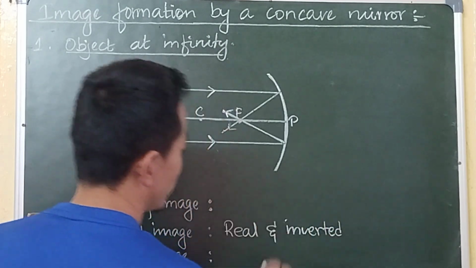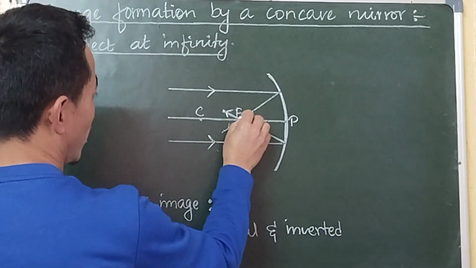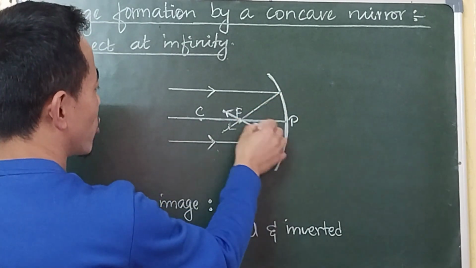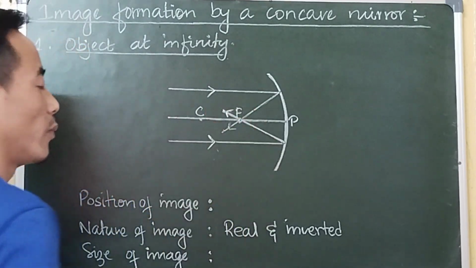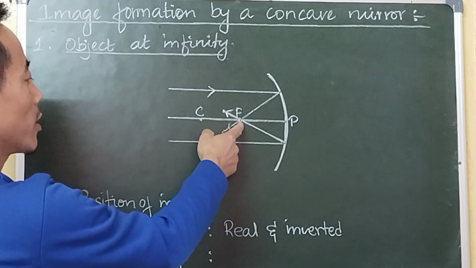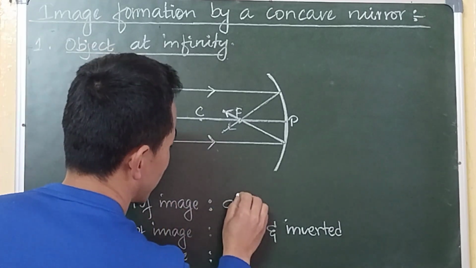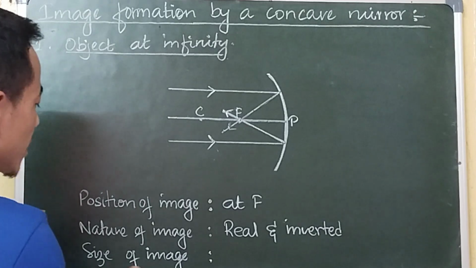So you can write real and inverted image. Now if you look at the position of the image, where is the image formed? We can see that the reflected rays are actually meeting at the point F. So at point F only we will have the image of the object which is kept at infinity. So position of the image will be exactly at capital F, that is focus.